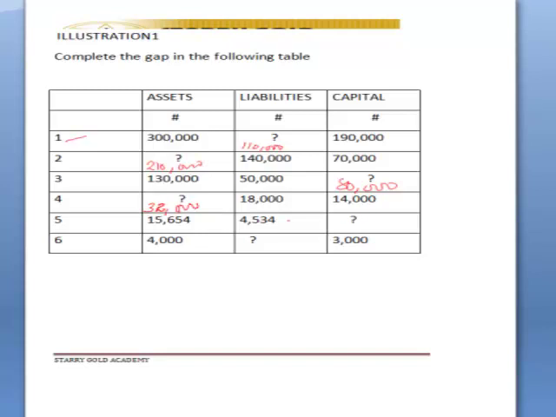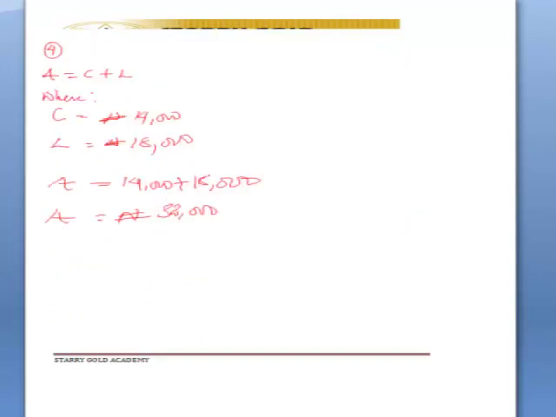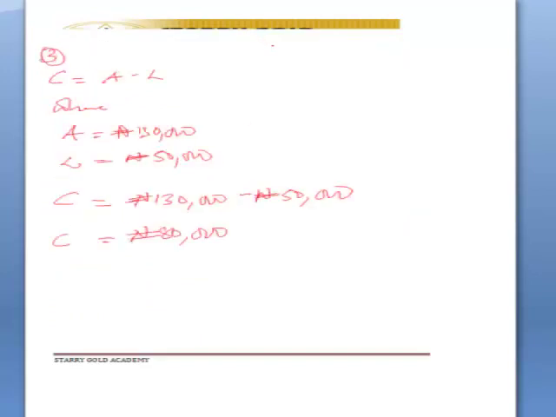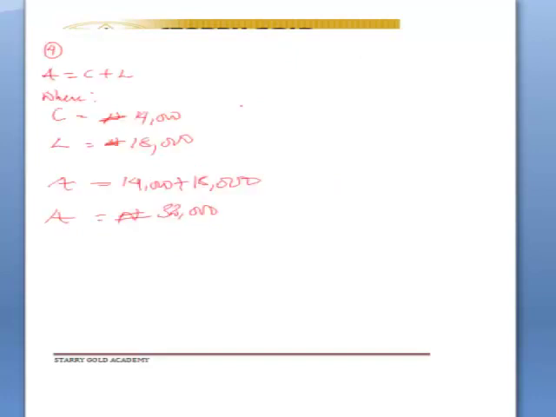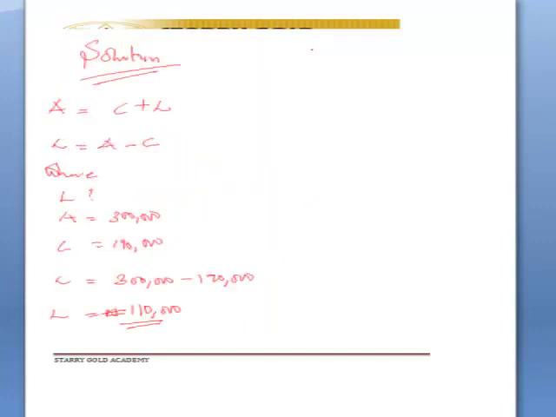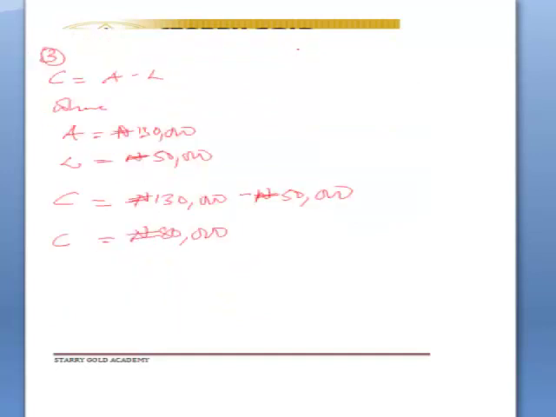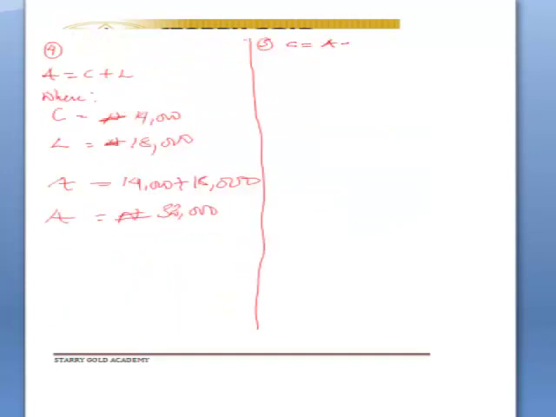Number 5, we'll be looking for capital. So solution to question 5. We are looking for capital. So C equals A minus what? Minus L, where A is 15,654 and L is 4,534.